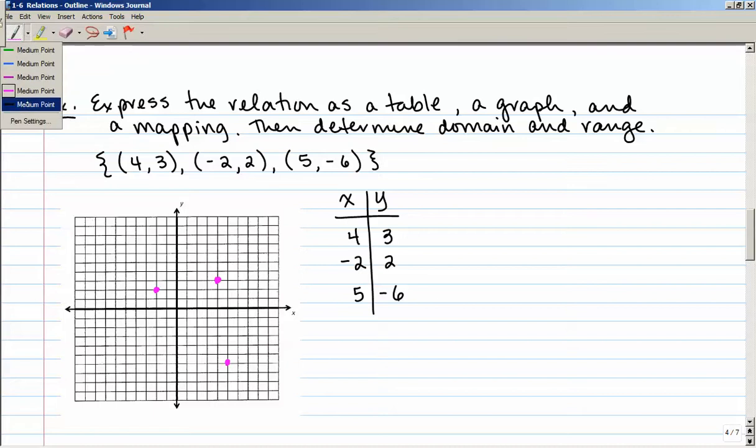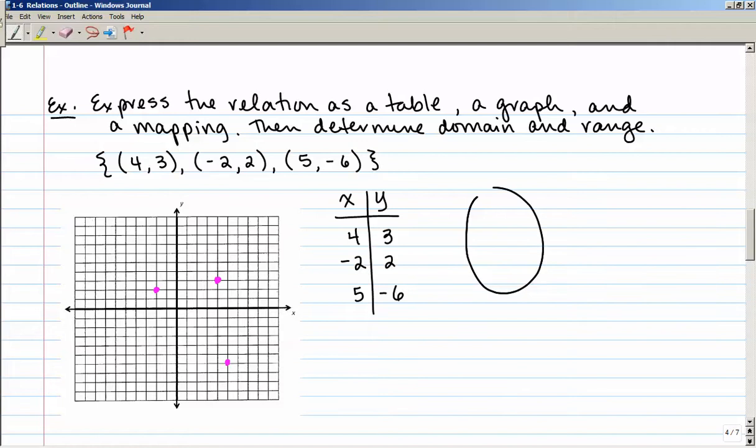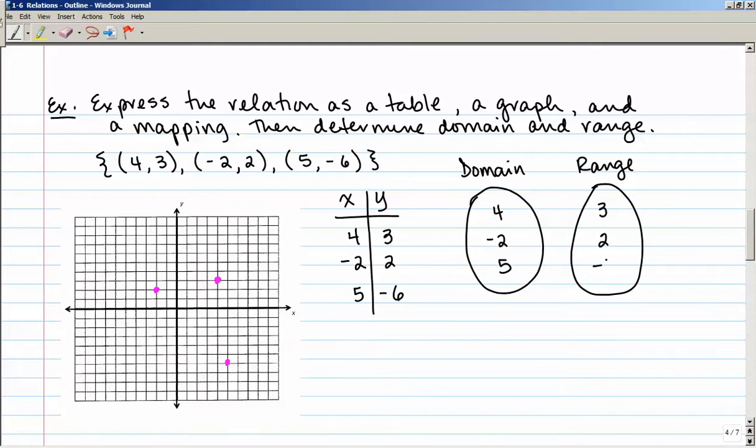And as a mapping, in order to do a mapping, I need two large bubbles. The first one I'll call the domain. Sometimes you'll see an X over that instead of the domain. And the second one I'll call the range. And then in the domain bubble, I'll put my X's from the table. And in the range bubble, I'll put my Y's from the table.